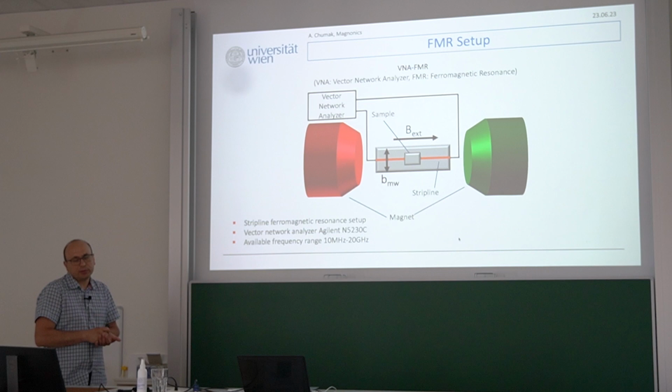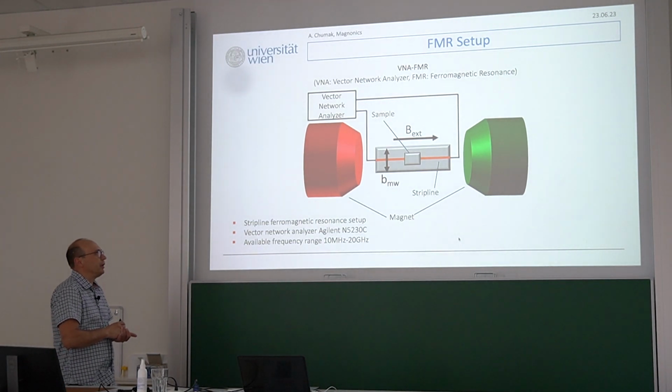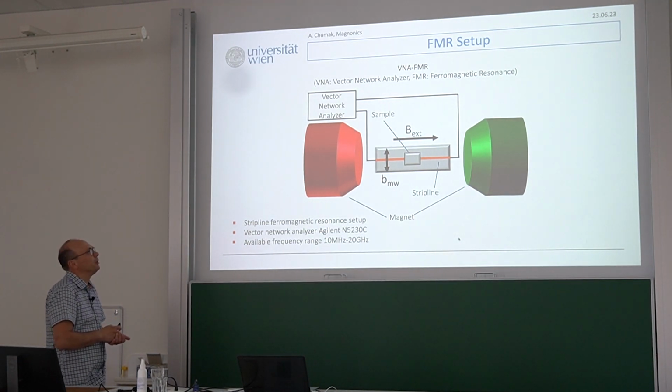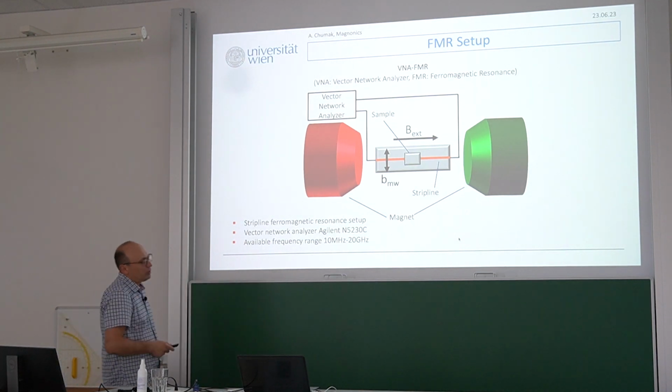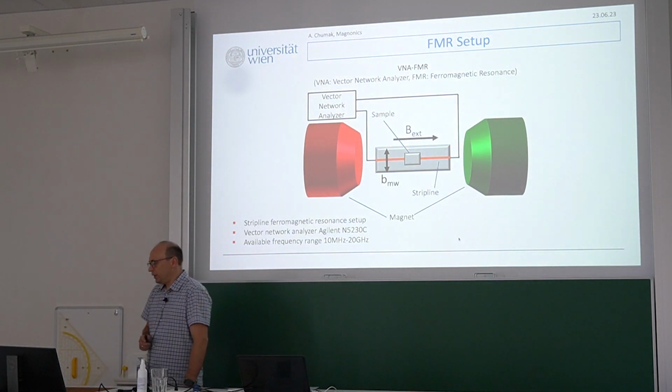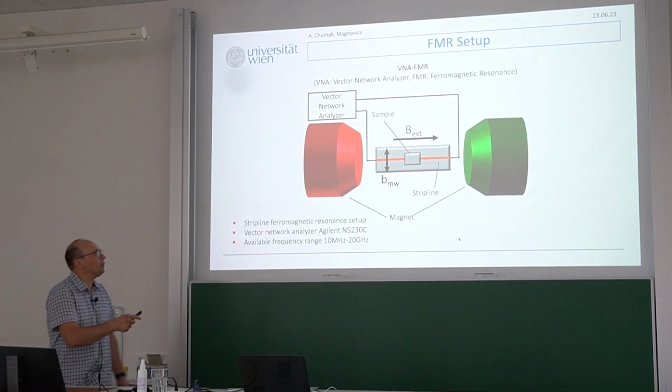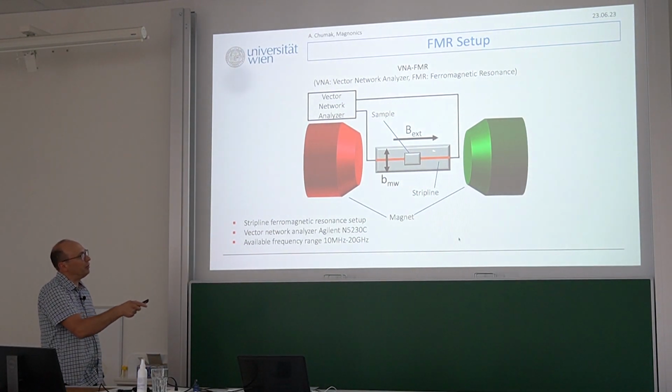Setup is very simple. It's one of the simplest setups you can do in magnonics: a magnet, a microstrip line, and a vector network analyzer. What the vector network analyzer measures is, it just sends some microwave signal from one port, then from another.